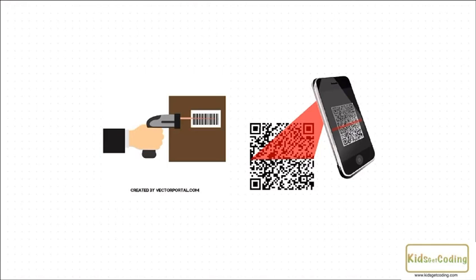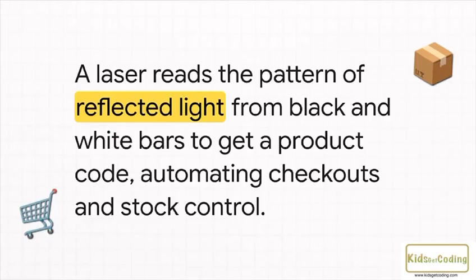The barcode is the older, simpler technology. The QR code, on the other hand, represents a massive leap in capability. Okay, so a barcode scanner shines a red laser on those black and white bars. The white parts reflect light back, the black parts absorb it. And this pattern of reflection gets converted into a simple digital code. They're simple, they're effective, and they completely revolutionize retail by automating checkouts and stock control.